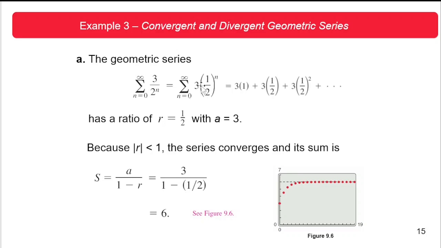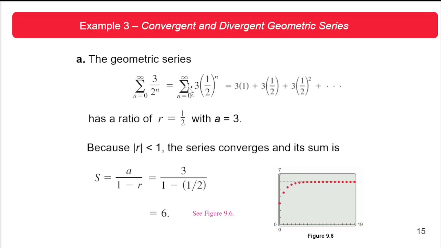Wherein, if n is 0, (1/2)^0 is 1 times 3. So 3 times 1 is the first term. If n is 1, then you have 3 times (1/2)^1, which is 3 times 1/2, as the second term. Plus, if n is 2, then you have 3 times (1/2)^2 as the third term of the series.